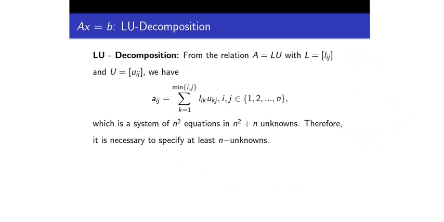If you look at this relation, A equals L times U, with L equals Lij and U equals Uij, and you use the matrix multiplication relation, what you will get is Aij equals the following. So you just try to write it as the product of two matrices: one is a lower triangular matrix, another is an upper triangular matrix.